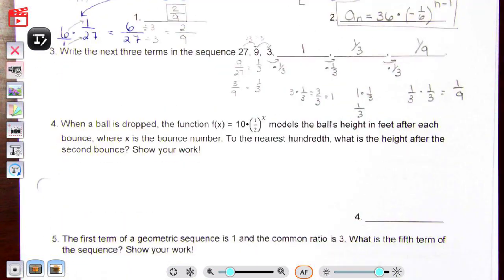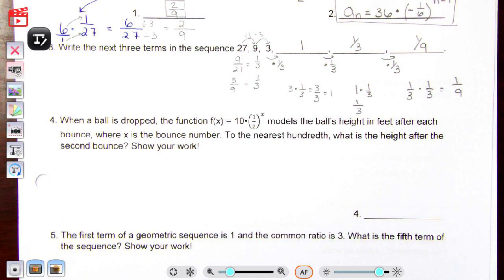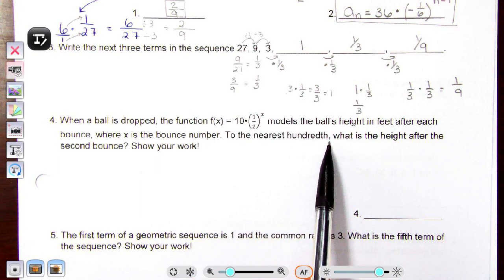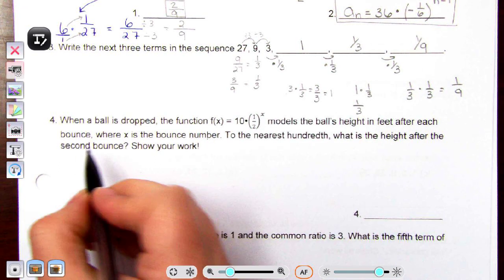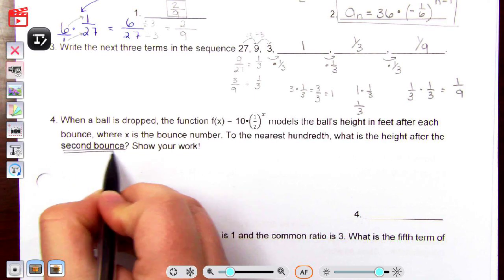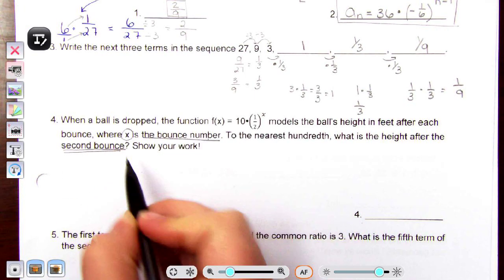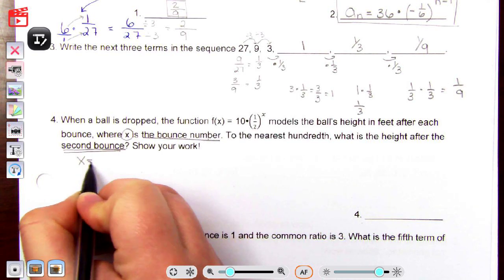Okay, let's move on. Number 4. When a ball is dropped, the function given models the ball's height in feet after each bounce, where x is the bounce number. To the nearest hundredth, what is the height after the second bounce? X is the bounce number, so we are trying to find x equals 2.